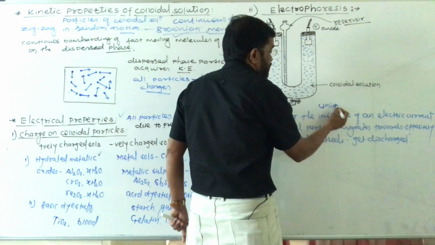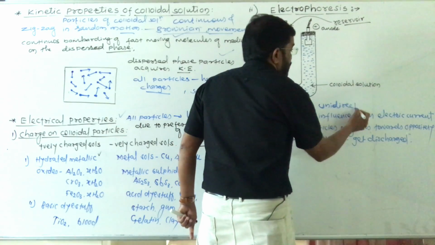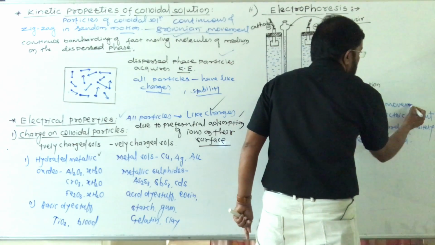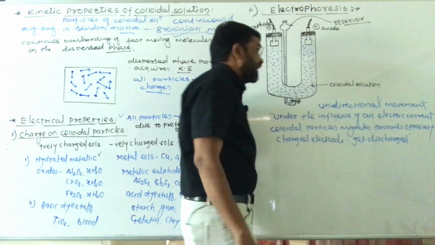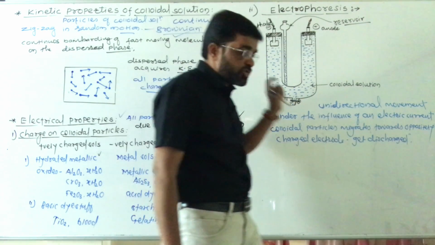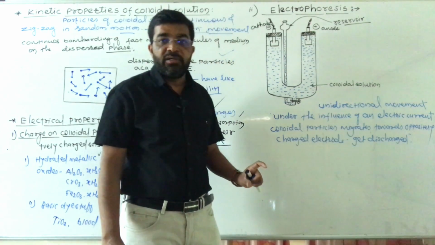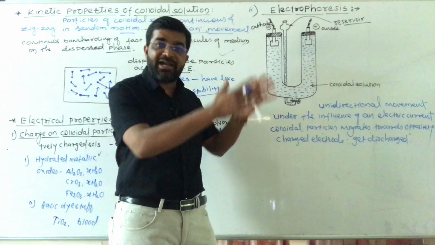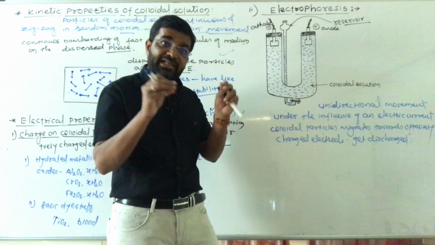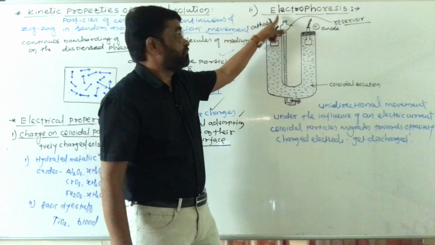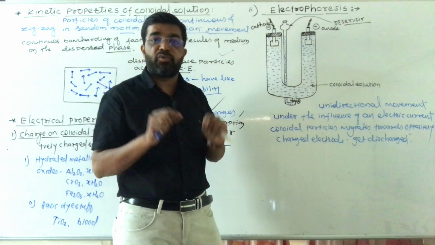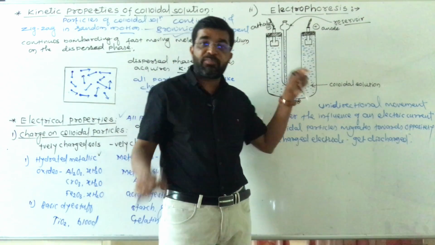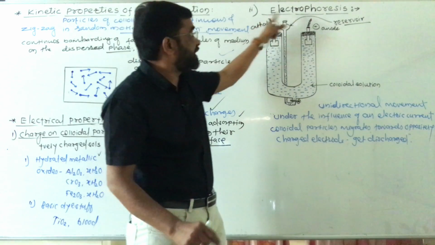Unidirectional, that point also you have to remember. Unidirectional movement of colloidal particles under the influence of an electric current. They migrate towards the oppositely charged electrode, they discharge and get collected or deposited at that electrode. That process is known as electrophoresis. You see, in this experiment, in this U-shaped glass tube, we have taken one colloidal solution, and electric current is applied.